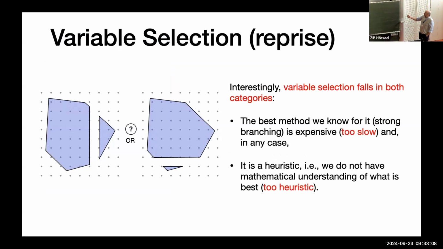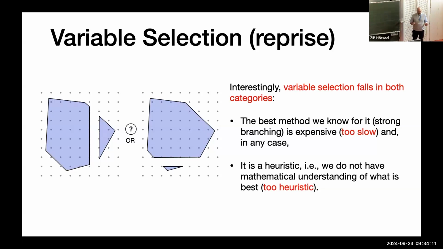And if you think about it, indeed, in variable selection, which is again the problem of deciding which variable you want to branch on, the situation is that we have both problems. So we don't know mathematically what's best, and actually we don't know how to characterize best at all. So it's too heuristic in a certain sense, since we don't have a mathematical understanding. On the other hand, the best heuristic that we have is even too slow, right? Recall that I said that we have P integer variables. In the worst case, at every node, I have to take the P variables that are all fractional at the same time, rounding them up and down, solving twice as many LPs, just to make one single decision, which is the next variable to branch on.